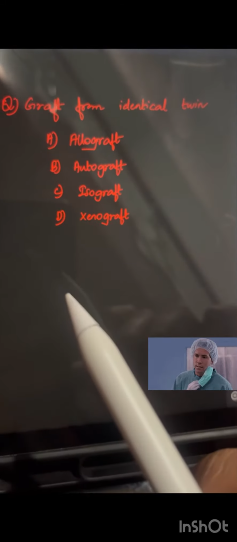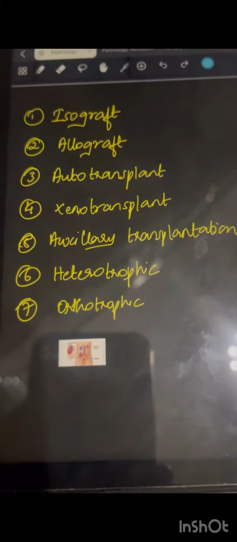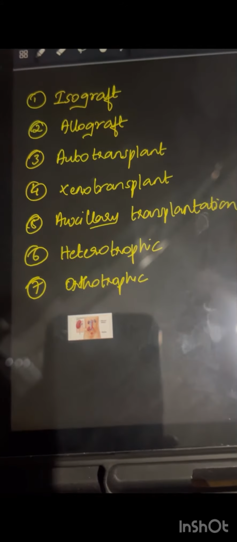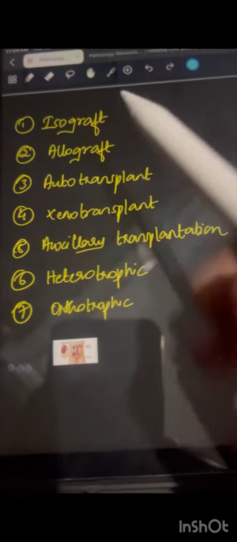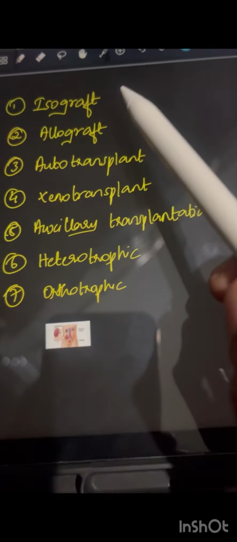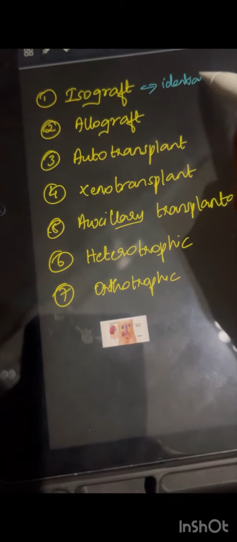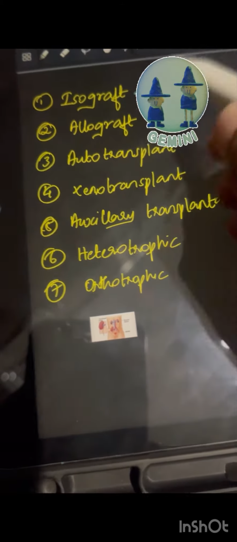Let's study something about different types of grafts and transplantations. These are the different types of transplantations. Let's study. First one is isograft. As we saw earlier, it is the graft from identical twin. The graft from identical twin is called isograft.